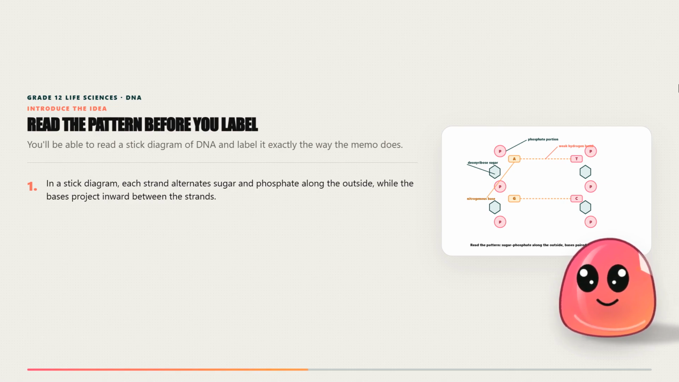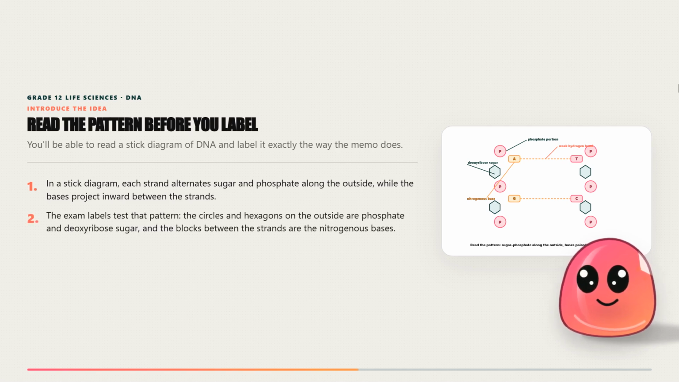The circles and hexagons on the outside are the phosphate and the deoxyribose sugar. The blocks between the strands are the nitrogenous bases. And the dashed lines joining the paired bases are the weak hydrogen bonds. Read the pattern before you answer. Sugar, phosphate, along each strand, bases paired in the middle. Once you can read that pattern, the labels write themselves.